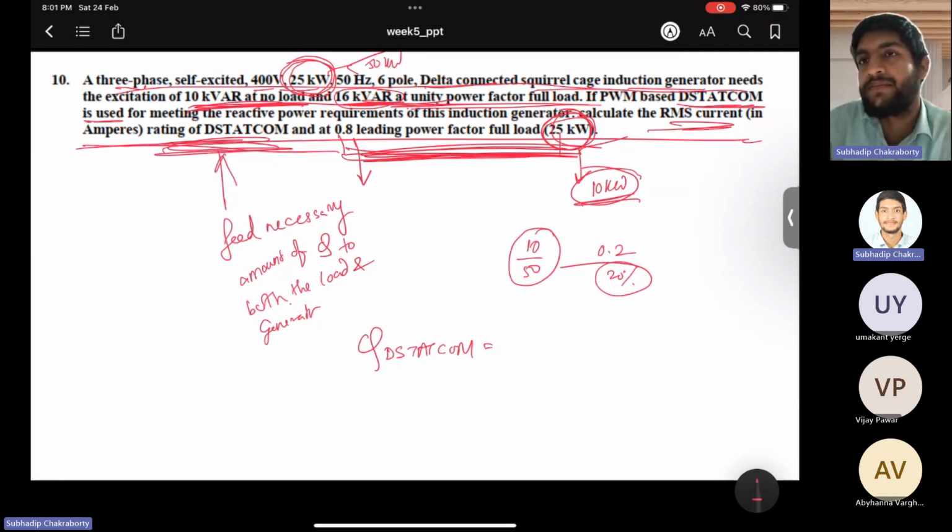So for example, if I ask you that the load draws minus 10 kilowatts of active power, what can you comment about the nature of the load? Anyone?